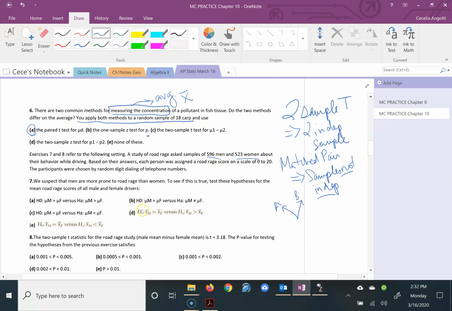And then you go ahead and read 7, and they start talking about whether men are more prone to rage than women. So again, since it's two samples, I'm interested in the average for the men being greater than the average for the women. And so that one should also be A in that scenario.